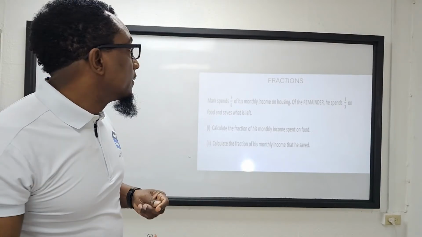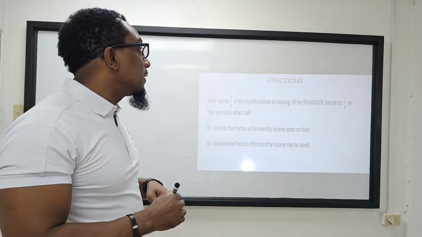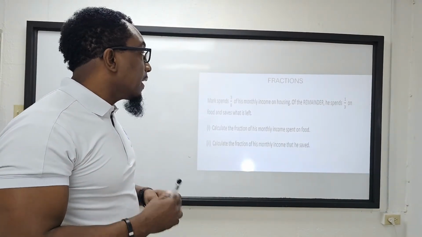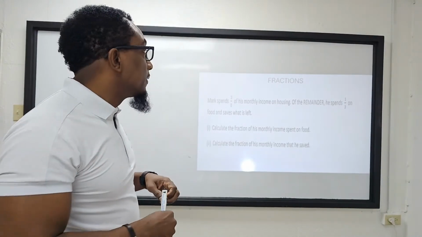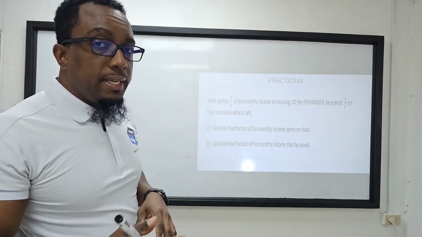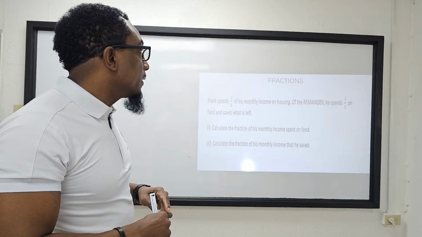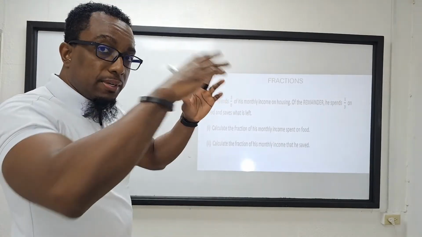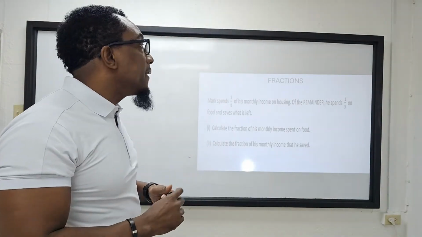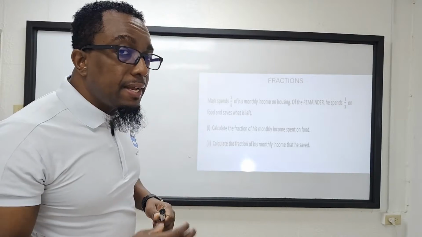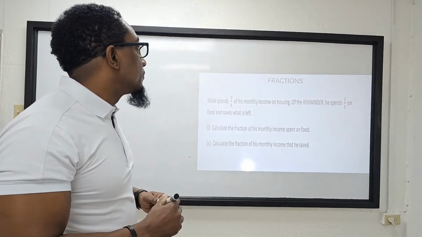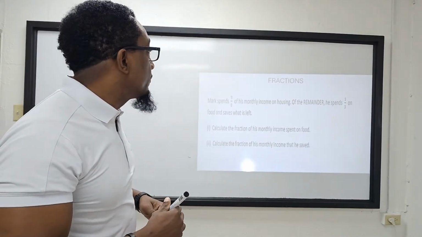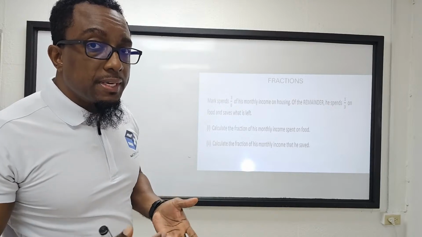So we have Mark, 3/8 of his monthly income is housing, and the remainder of that. So after he takes out 3/8 from his overall salary, 1/3 of that remainder is spent on food. And of course, he saves what is left. Okay?